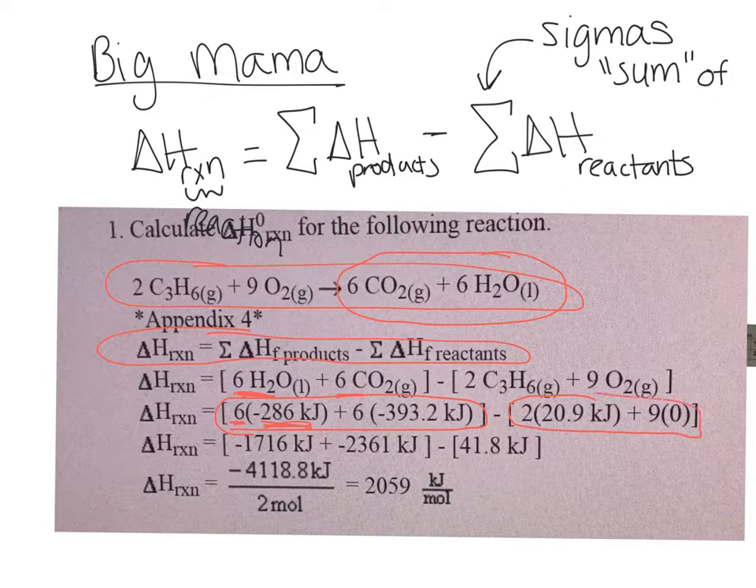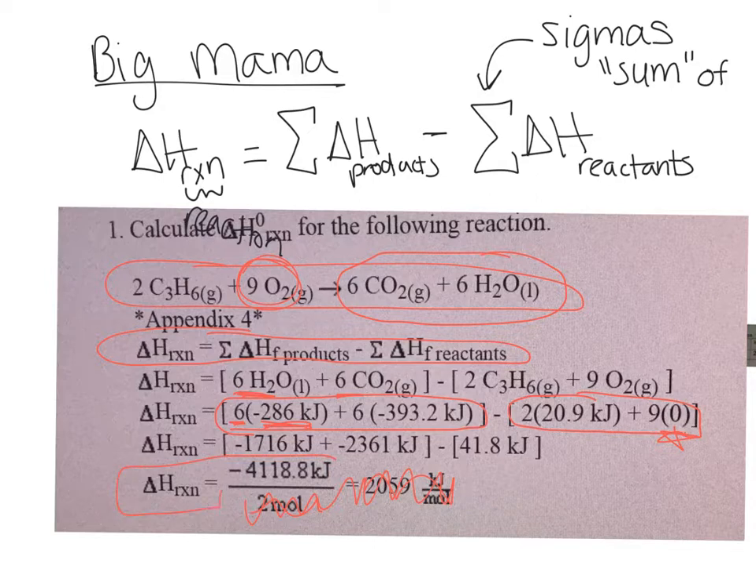One thing to note here is that anything in its elemental form, by itself, is always going to have a value of 0, just like your oxidation numbers if you remember from redox. Then overall we end up getting this. Ignore the rest of this. This is an additional part to the question.